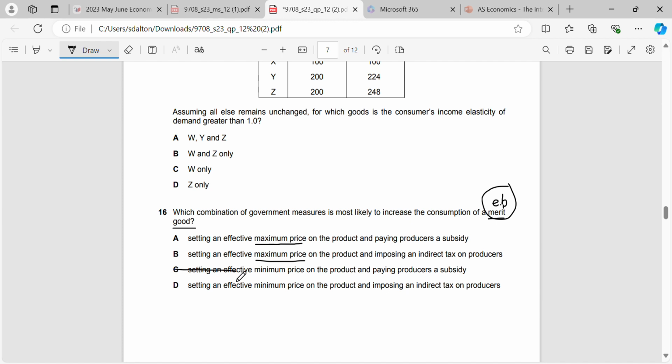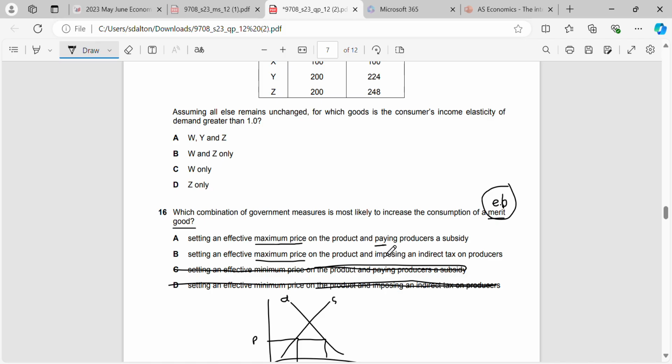So if we set a minimum price, what does that do? That creates excess supply, but it reduces the level of our demand. Whereas if we impose a maximum price, we're setting it below the equilibrium level, so we're making it cheaper for people to consume, and through setting the price level below equilibrium, we are creating excess demand, right? Which is what we want, because we want the demand for a merit good to increase due to the external benefits that it generates.